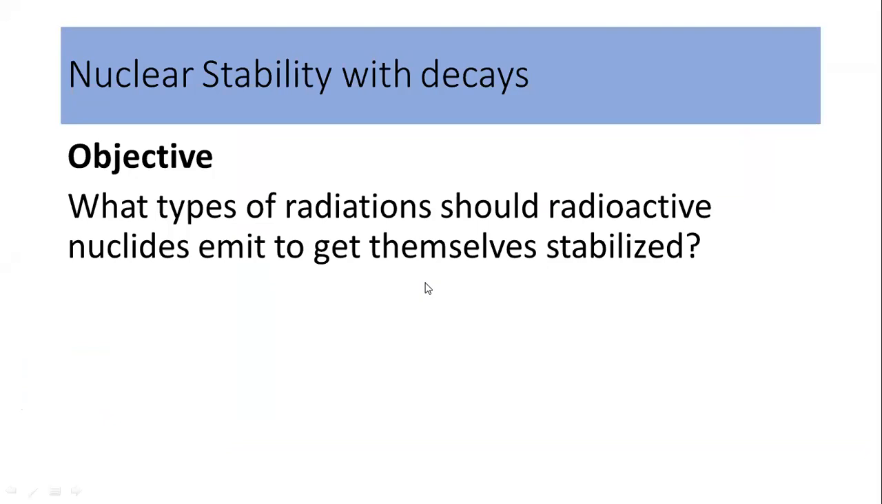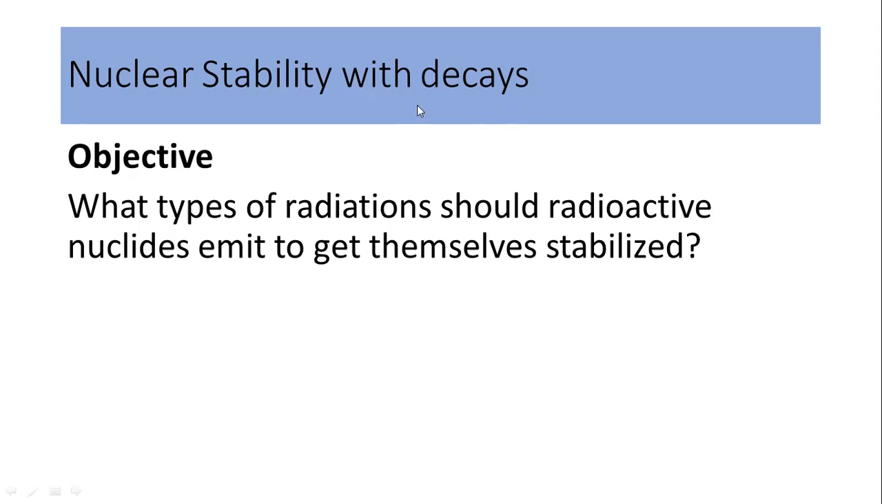Moving to the next topic, which is nuclear stability with the different radioactive decays. We have already discussed the different decay processes, and now we are going to discuss nuclear stability by using the different radioactive decays. So the objective, as mentioned over here, is what type of radiations radioactive nuclides should emit to get themselves stabilized. So this is the objective.